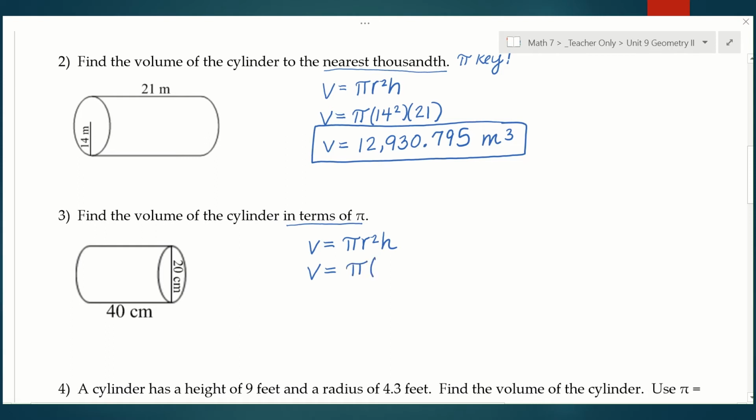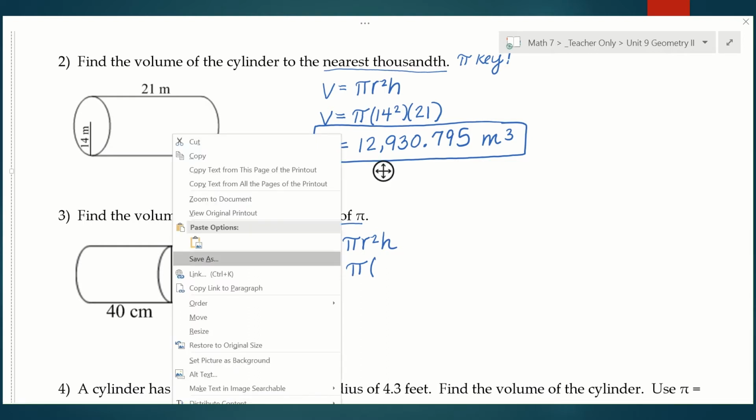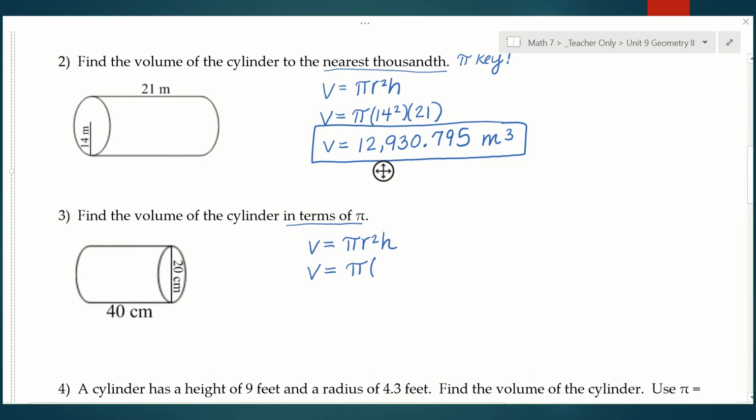For the radius, if I look at the cylinder I'm given here, they're showing me 20 is the diameter. So the radius would have to be 10. So I'm going to do times 10 squared because the radius is half of the diameter. And then again, the cylinder is on its side, but the height would have been 40 if it were turned up the right way.